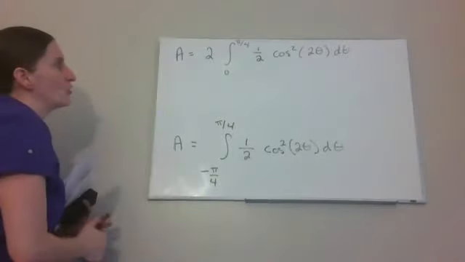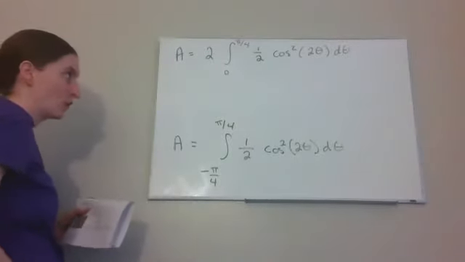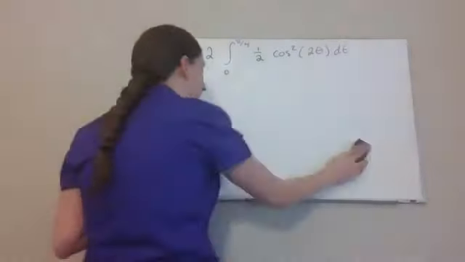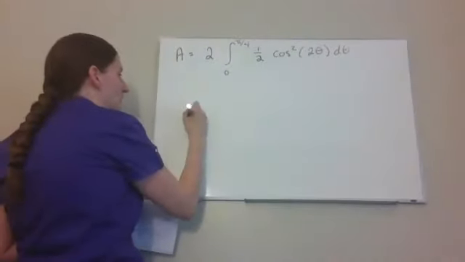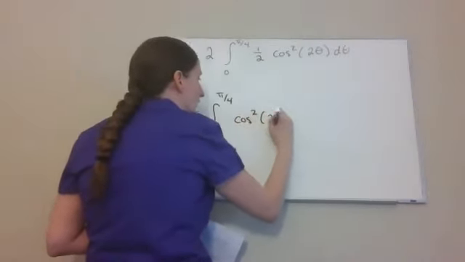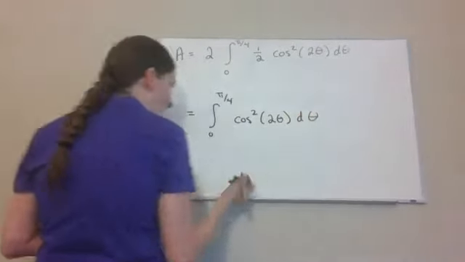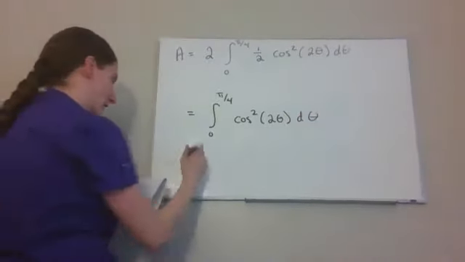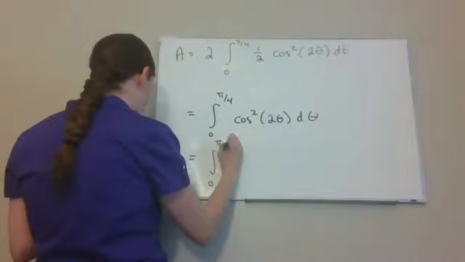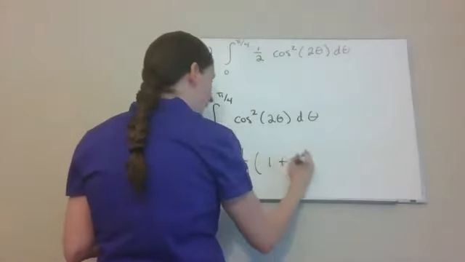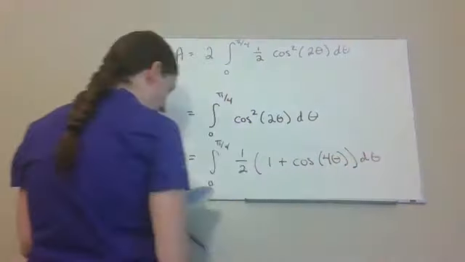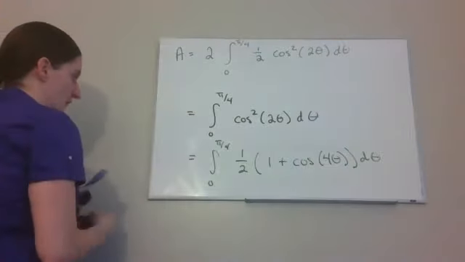So now that I have it as 2 times this integral of 1/2 cosine squared of 2 theta d theta, that 2 and the 1/2 will cancel each other out. So I just have an integral from 0 to pi over 4 of my cosine squared of 2 theta d theta. Now, remembering our trig identities from earlier in the semester, I get to rewrite this integral from 0 to pi over 4 of 1/2 (1 plus cosine of 4 theta) d theta, and now I'm able to integrate this.